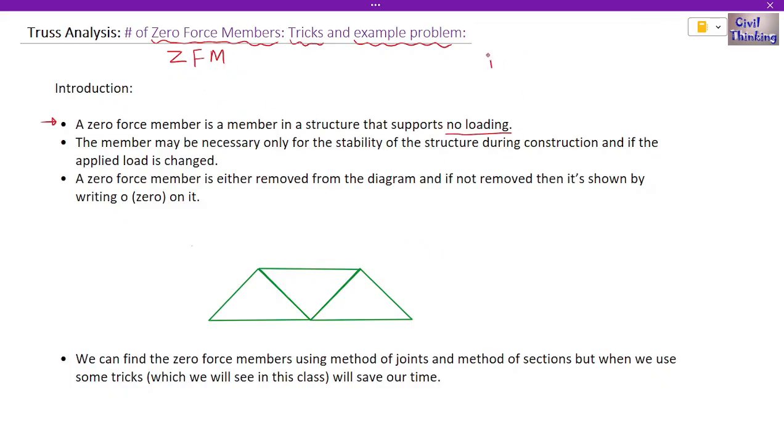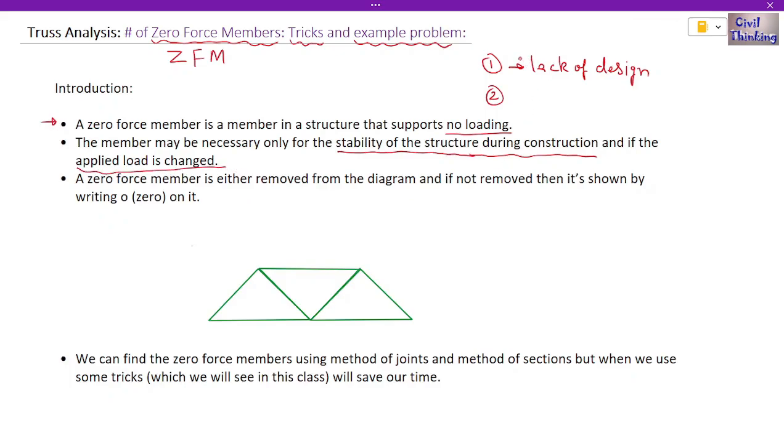What is the first reason? The first reason can be lack of design, because we did not care much in the design, so there are some members which happen to be zero force members, which we didn't need. Now the second reason why we have zero force members is deliberately. We keep zero force members deliberately. Here is the reason why. The member may be a zero force member for the stability of the structure during construction and if the applied load is changing. These two reasons are the other ones.